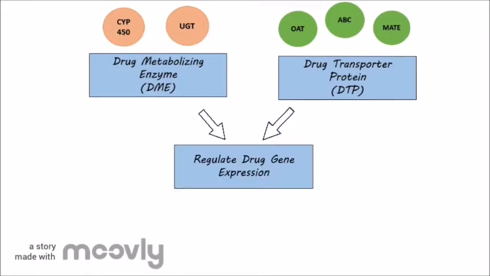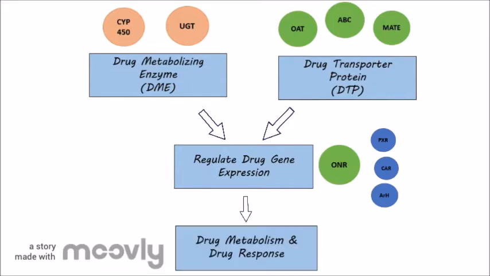Gene expression of both DME and DTP are regulated mainly by orphan nuclear receptors such as pregnane X receptor PXR, constitutive androstane receptor CAR, and aryl hydrocarbon receptor AHR. This regulation will eventually affect the metabolism and response of drug differently in each individual.